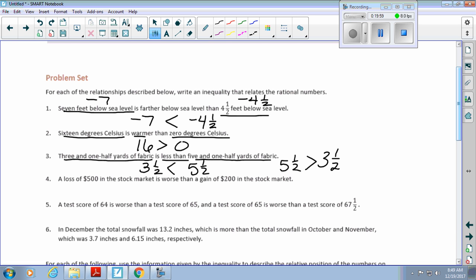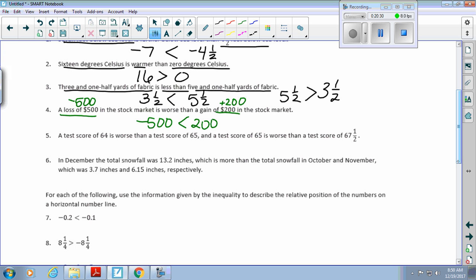I'm never too surprised. All right, a loss of $500. Loss means that's going to be a what? Negative. Very good. Negative 500. That is worse than a gain of 200. Gain would be positive 200. So we're going to compare negative 500 compared to 200. All right, negative 500 is less than. Very good.